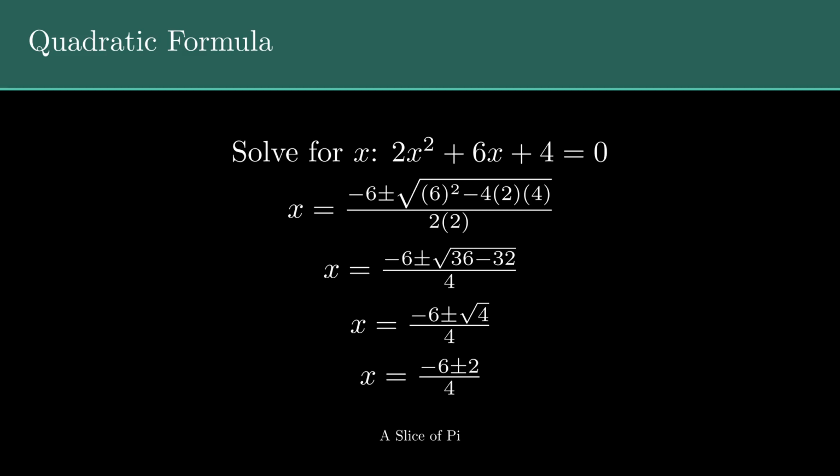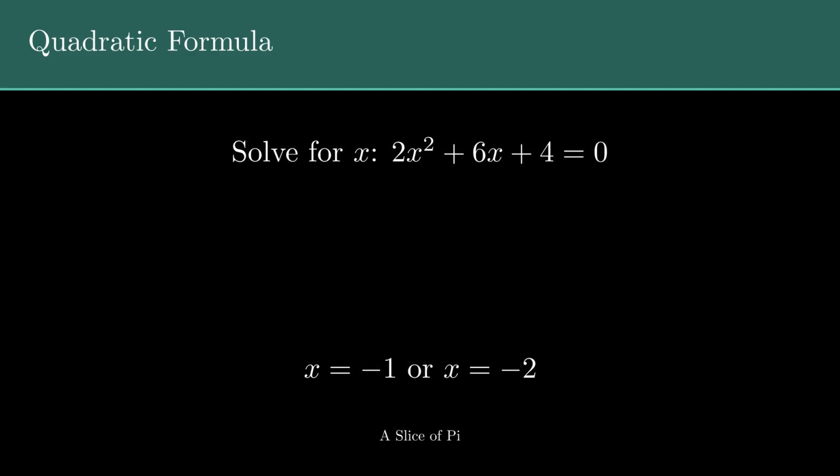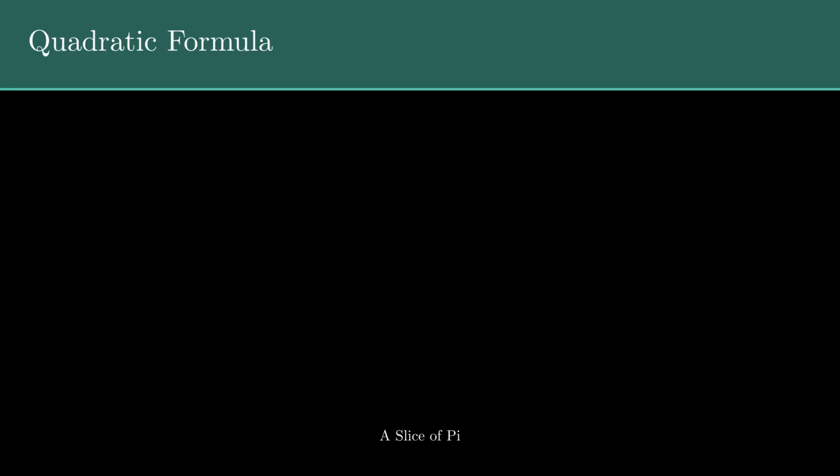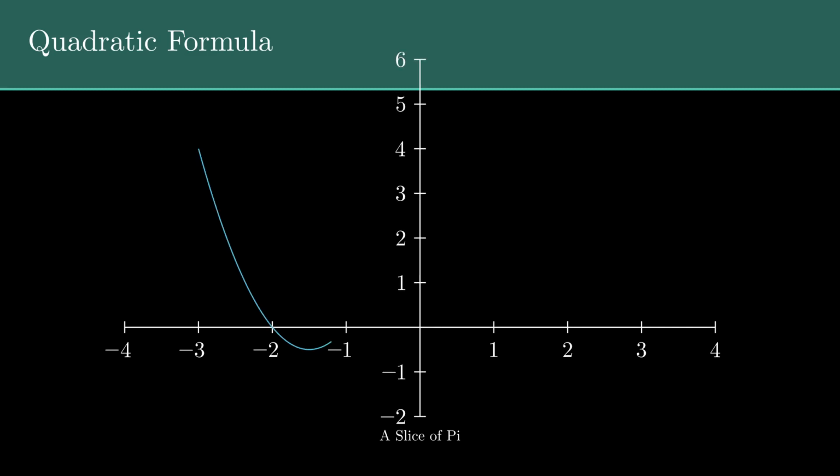x becomes negative 6 plus or minus 2 all over 4. And we get x equals negative 1 or x equals negative 2. One can verify whether these answers are correct by substituting them into our original equation. Well, there's another way of checking, and that is by graphing.